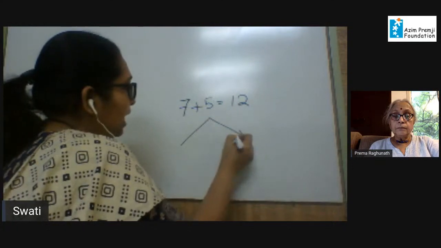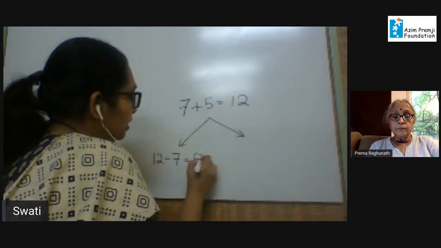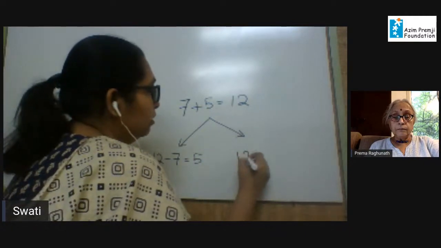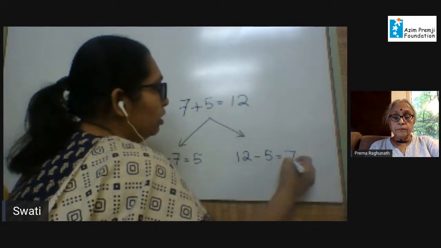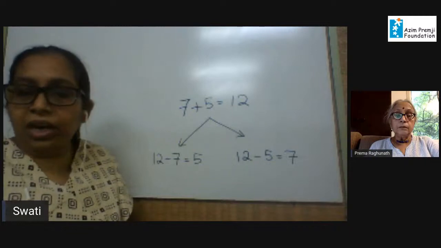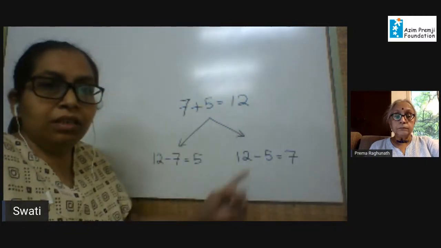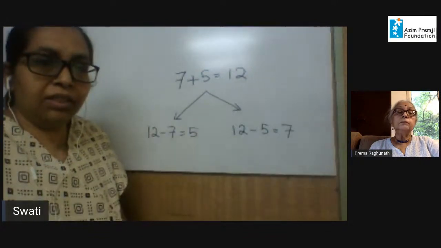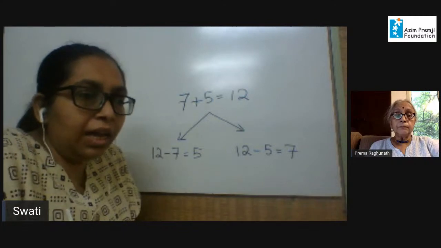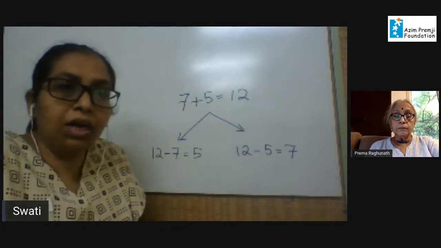And that can be written as 2 subtraction facts, 12 minus 7 equal to 5, and 12 minus 5 equal to 7. Now, these kind of things should be tried a lot so that children are familiar with how these 2 operations are interlinked. And this will help later on with the word problems also a lot.